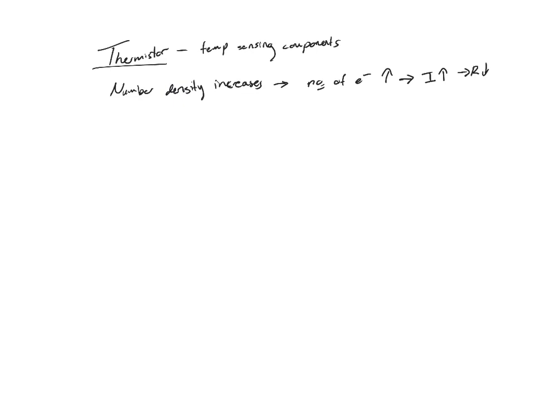So at high temperatures, the resistance decreases. At low temperatures, the resistance increases because there are not as many free charge carriers. Just to quickly summarize, at high temperature, number density increases, which means more free electrons, which means higher current, which means lower resistance. So we're going to have a quick talk through how we can investigate this.